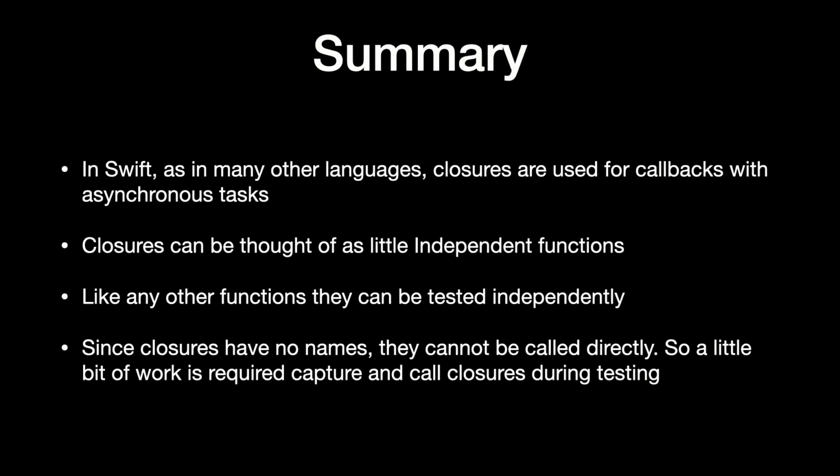So here is a summary of everything we have covered here. So in Swift, as in many other languages, closures are used for callbacks with asynchronous tasks. Closures can be thought of as little independent functions. Like any other functions, they can be tested independently. But since closures have no names, they cannot be called directly. So a little bit of work is required to capture and call closures during testing.